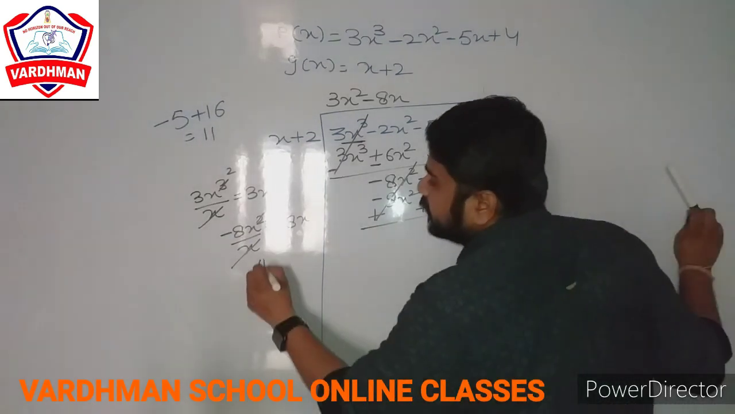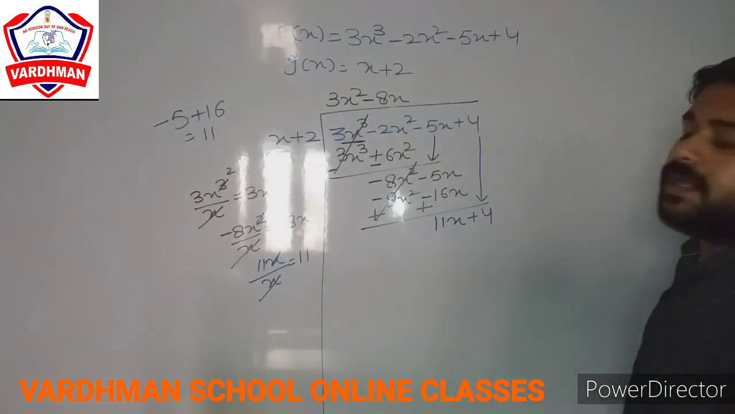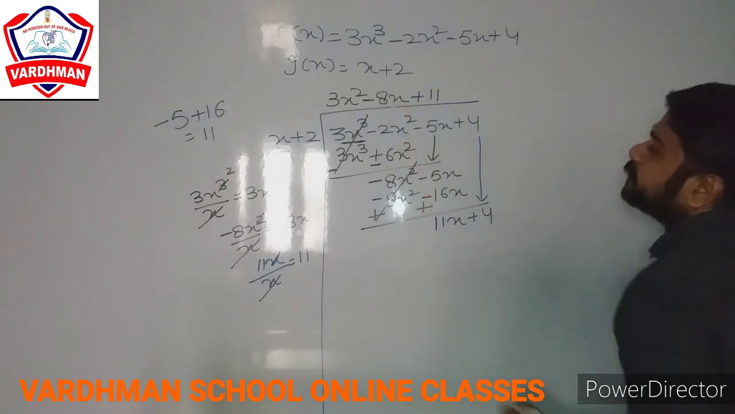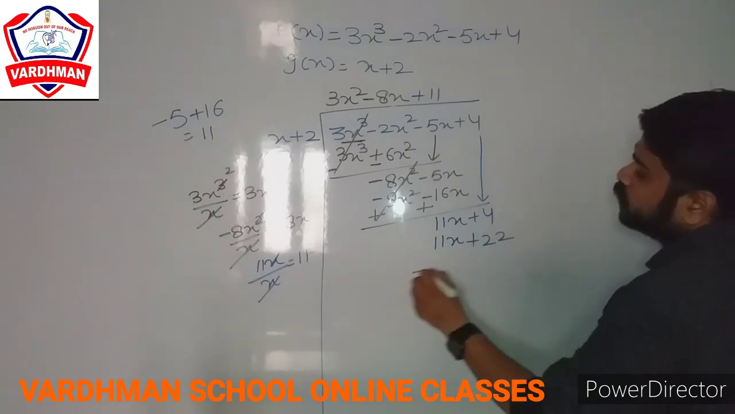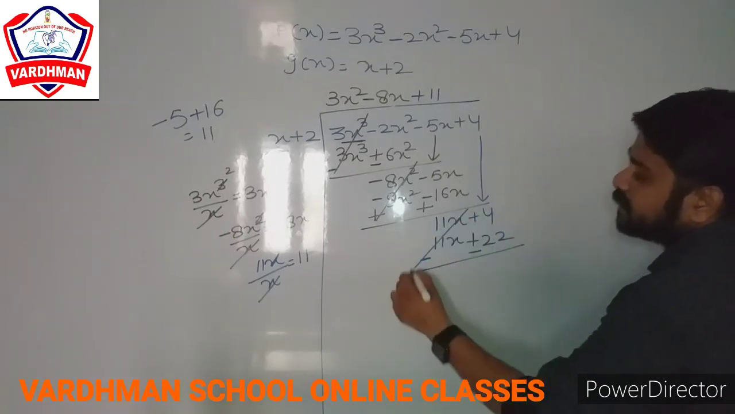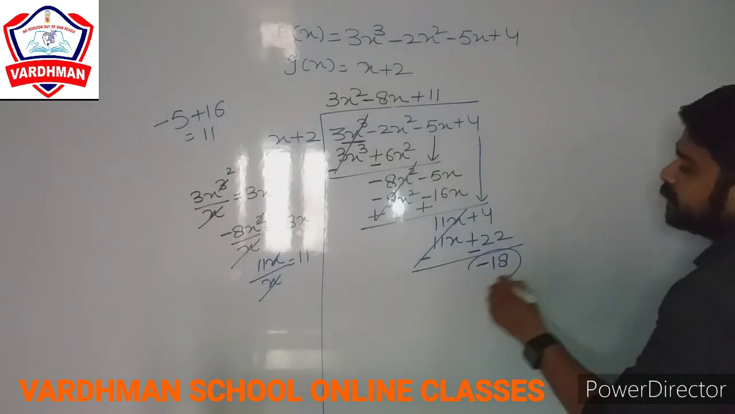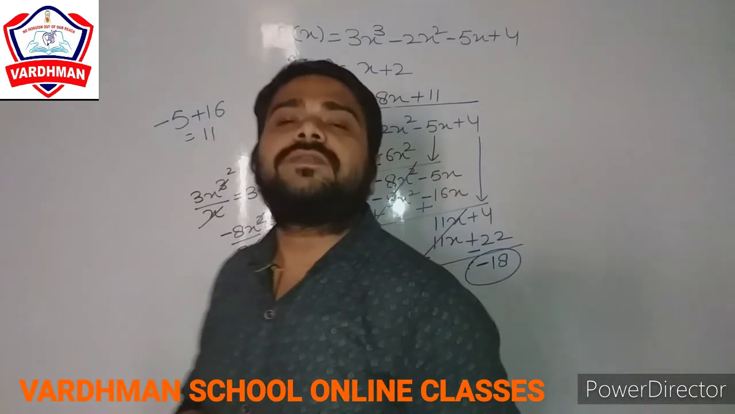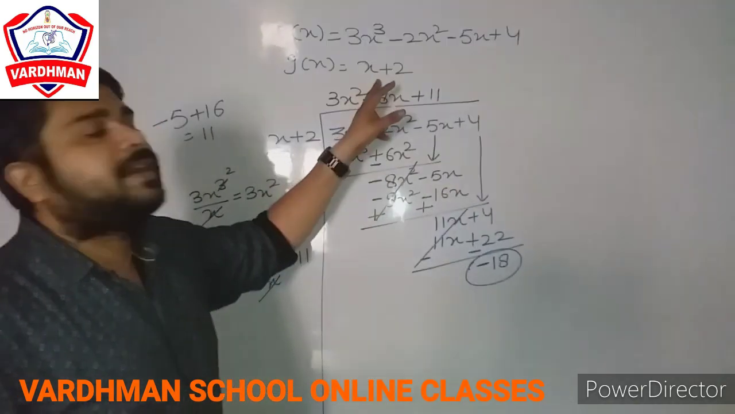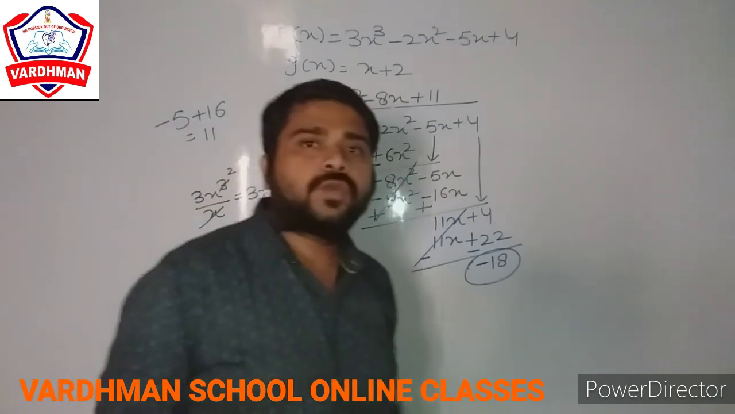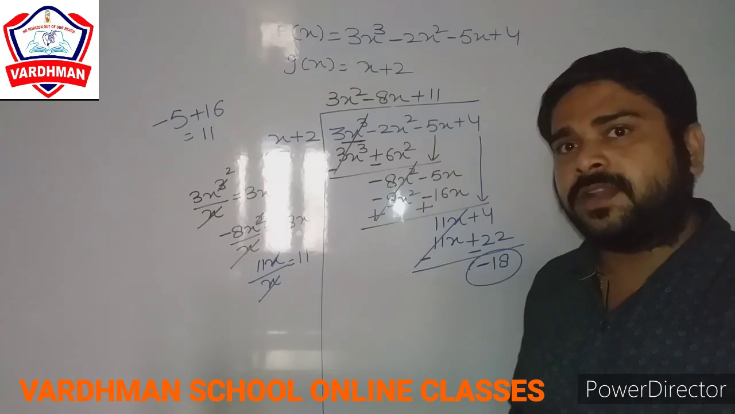Now there is 11x divided by x, quotient will be 11, put here. 11x plus 22, minus minus, cancel out. 4 minus 22, that is minus 18. So minus 18 is the remainder of this polynomial when we divide this by x plus 2. So I think you understand the remainder theorem and the long division method of polynomials.